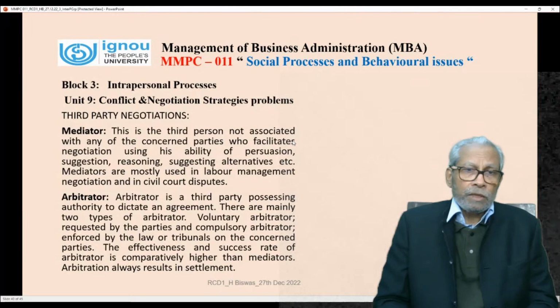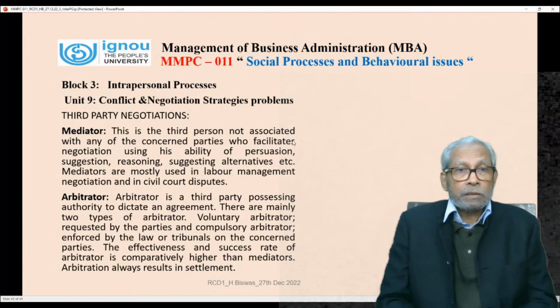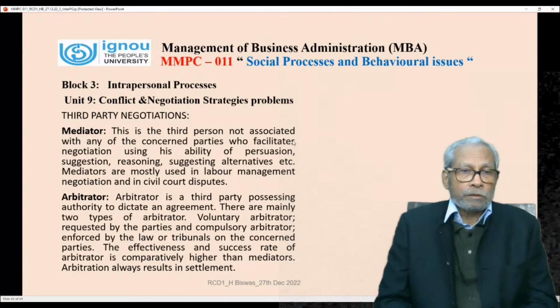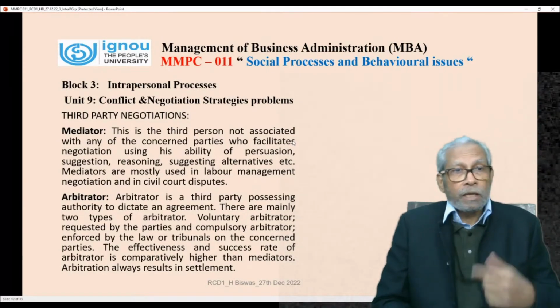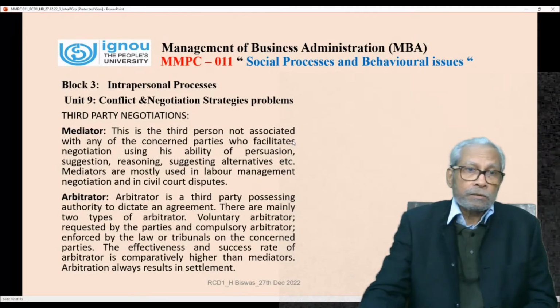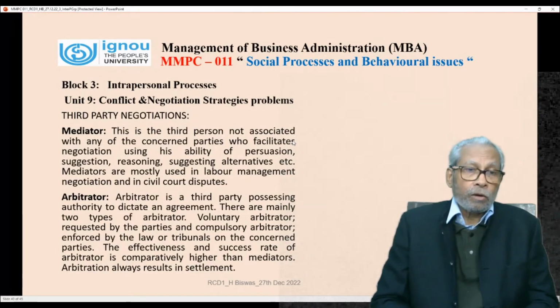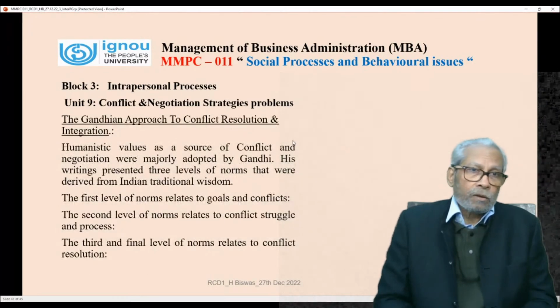Arbitrator is also the same thing as a third party, but in the case of an arbitrator, the success rate is more because he has to give some decisions, some conclusions, solutions basically. But in the case of a mediator, the dispute may or may not remain. In the case of an arbitrator, you get correct results. So the effectiveness and success rate of the arbitrator is comparatively higher than mediators. So arbitrations always result in settlement.